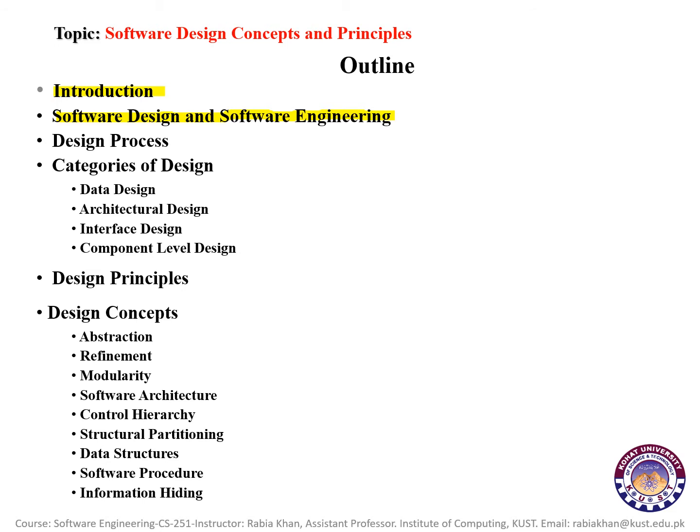When you get all the 3 models from the requirements analysis phase, these 3 models are then used to construct these 4 different types of designs: the data design, the architectural design, interface design, and component level design. So those models or diagrams will be helpful in designing different subcategories of software designs.